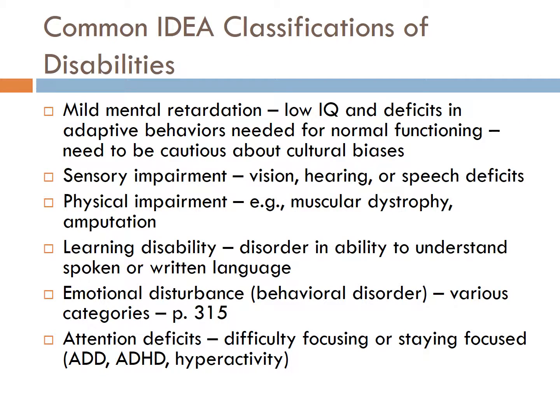IDEA set up certain classifications of disabilities, and the ones you see on the screen here are some of the most common ones, and they're discussed in your text as well. There are others, but this is probably 90% of what you'll see as a teacher. The first is mild mental retardation. That is usually defined as a low IQ. Usually it's one or more standard deviations below average, which is 100, and deficits in adaptive behaviors needed for normal functioning.